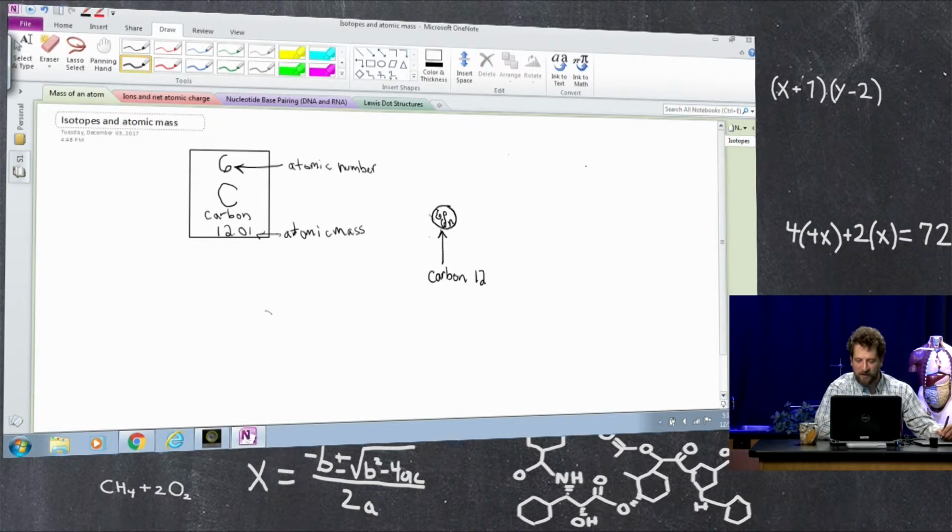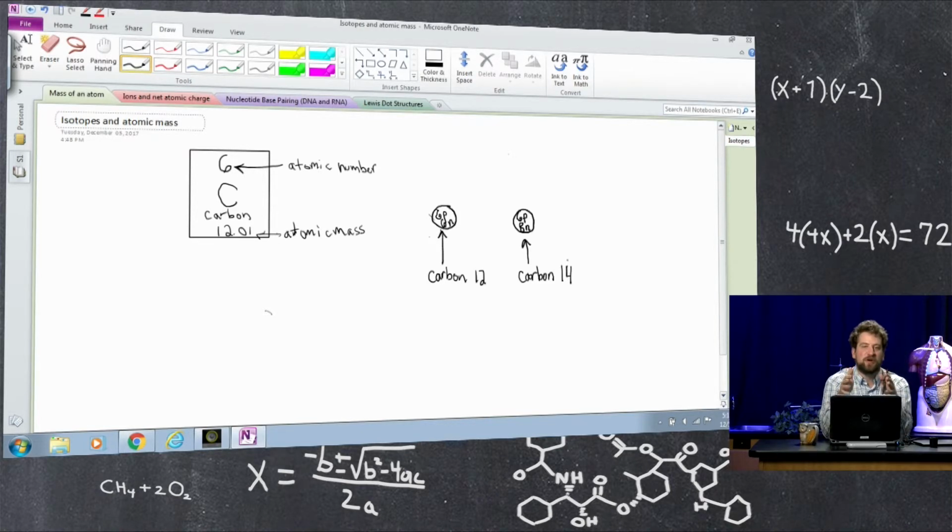Let's take a look here at one of the most common versions of carbon that exists, one of the other most common. So again, 6 protons, but let's imagine a carbon with 8 neutrons. Okay, now this is still carbon. It has to still be carbon because it has 6 protons, but because it has 8 neutrons, it's not carbon 12, it's carbon 14. It's a carbon atom with a mass of 14.